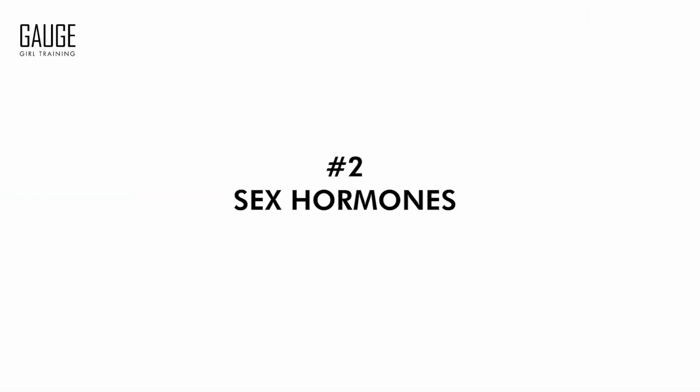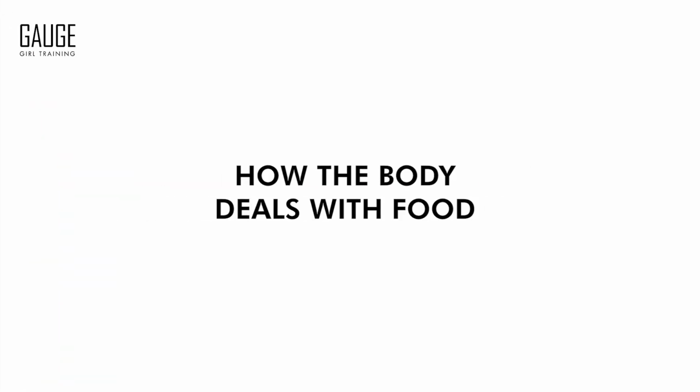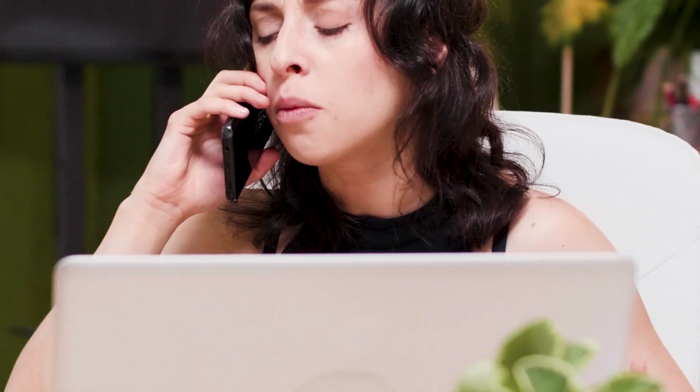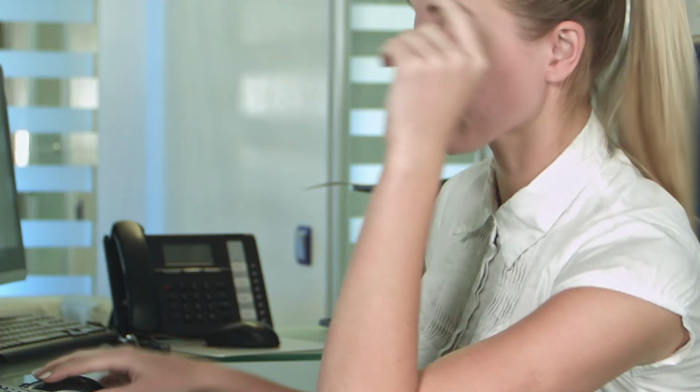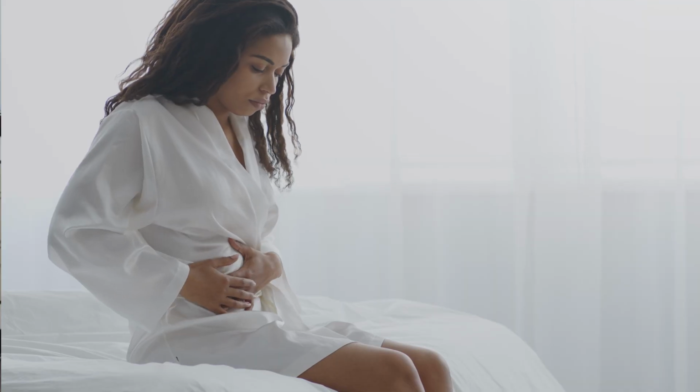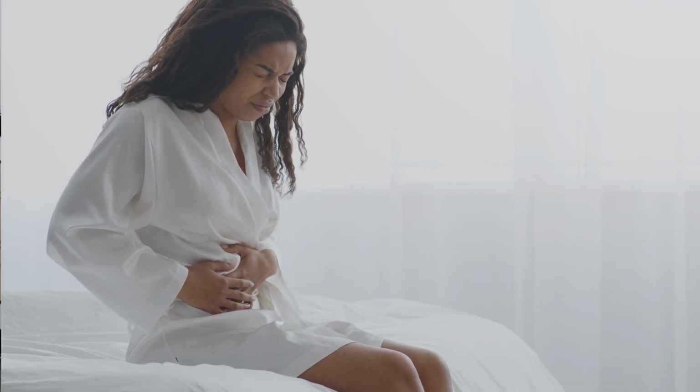So the second factor that impacts your carb tolerance level is your sex hormones. Now, the hormones do not function in a vacuum, and specifically, all of the body's hormones determine how the body deals with food. When your sex hormones are imbalanced, they introduce shifts in your mood, your stress levels, your metabolism, and digestion, among many other functions.